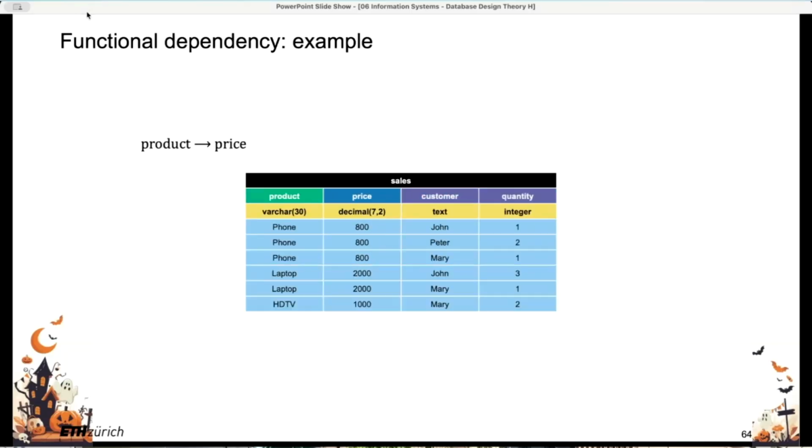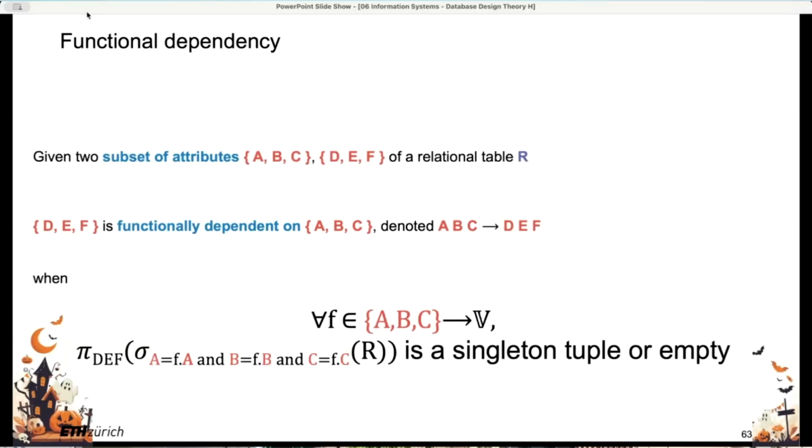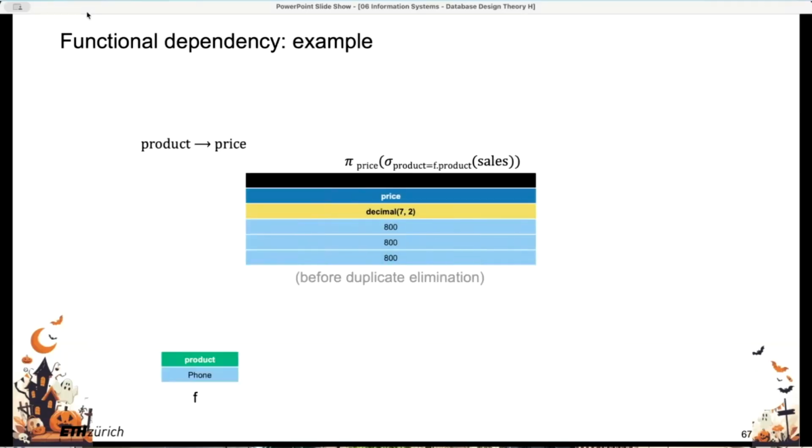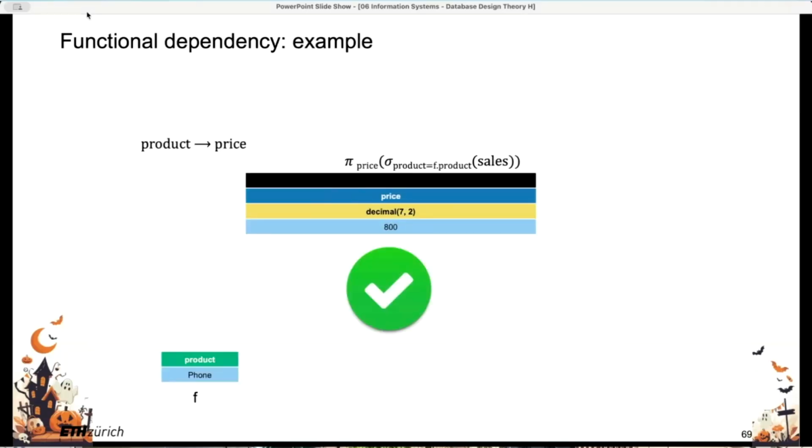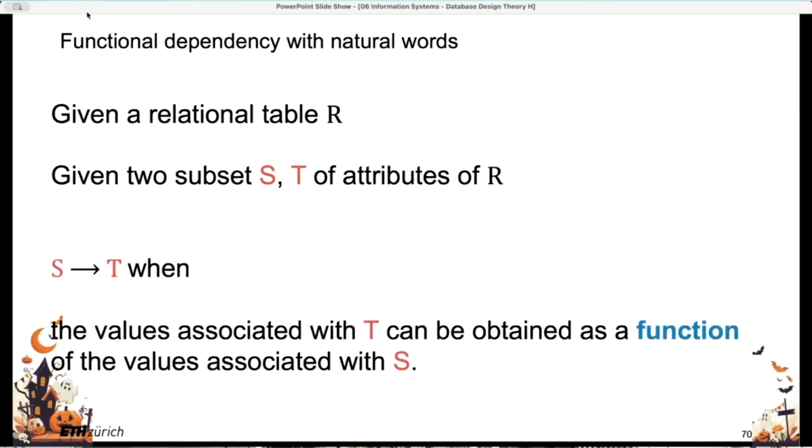So this is just for the mathematicians. You can use that alternate characterization as a way to check, but of course it would need to be true for any value. But at least for phone, it's true. And now you probably see why it's called functional dependency. It's in fact, we have a function from S to T.